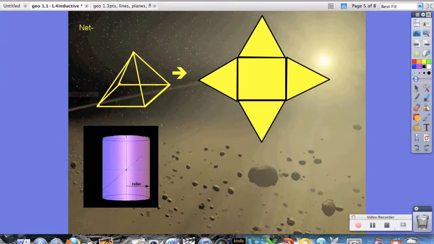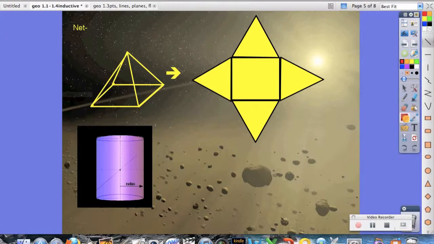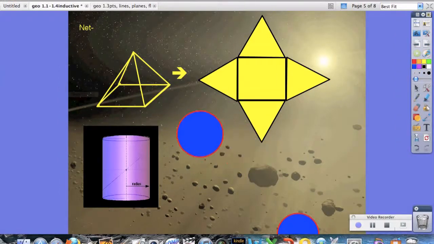Now, for the last image that we're going to spread across the net, we have a cylinder. If you look at a cylinder, it's pretty easy to tell that we have 2 circles, one for the top and one for the bottom. So, we have those 2.